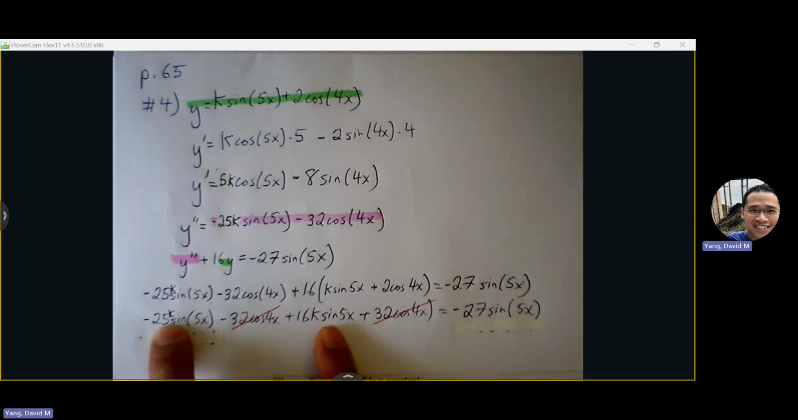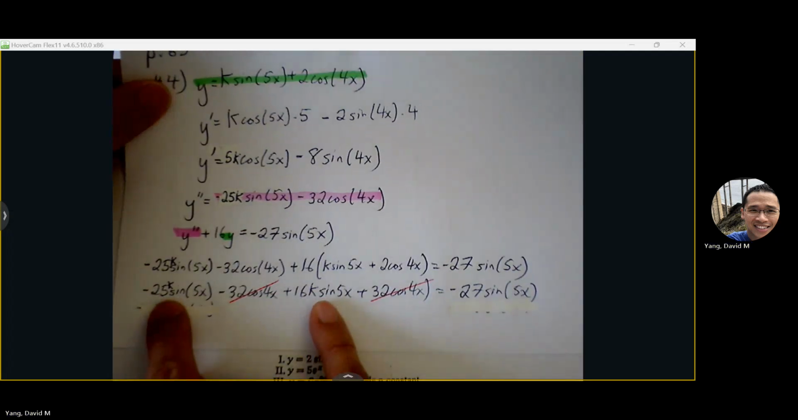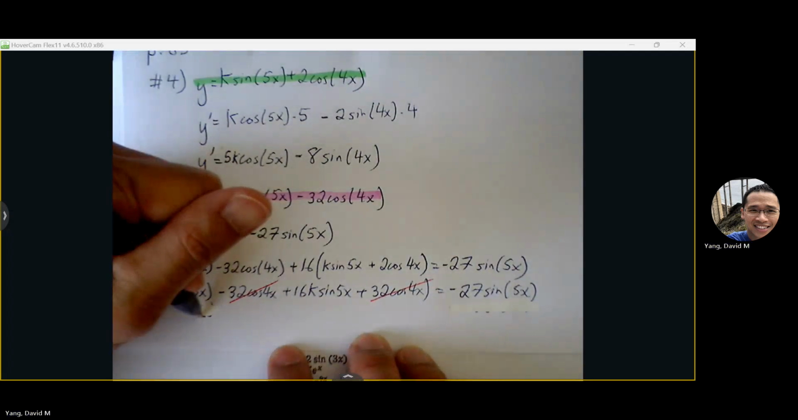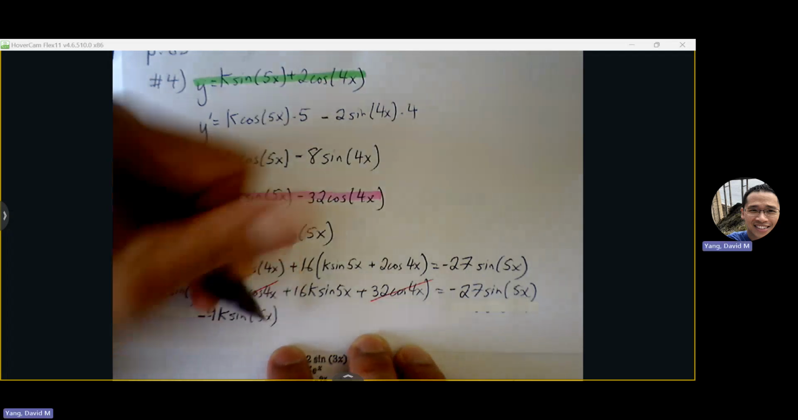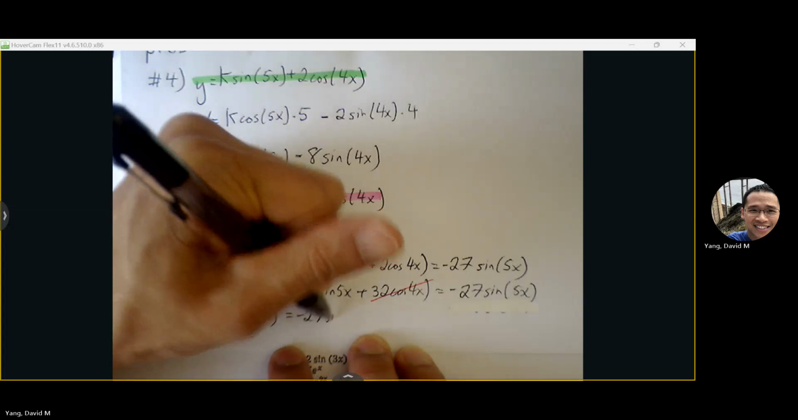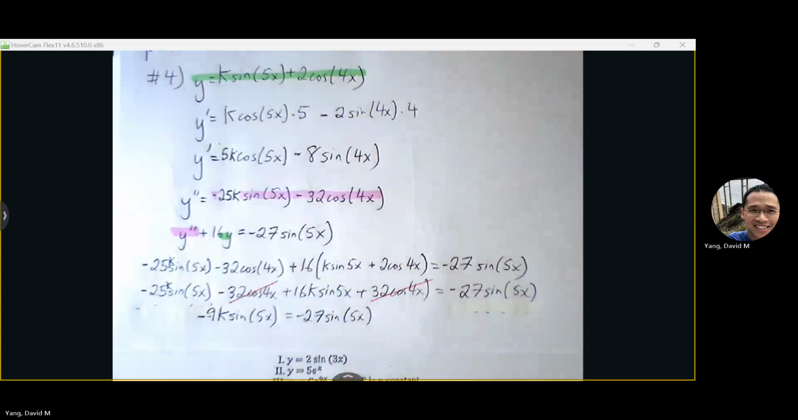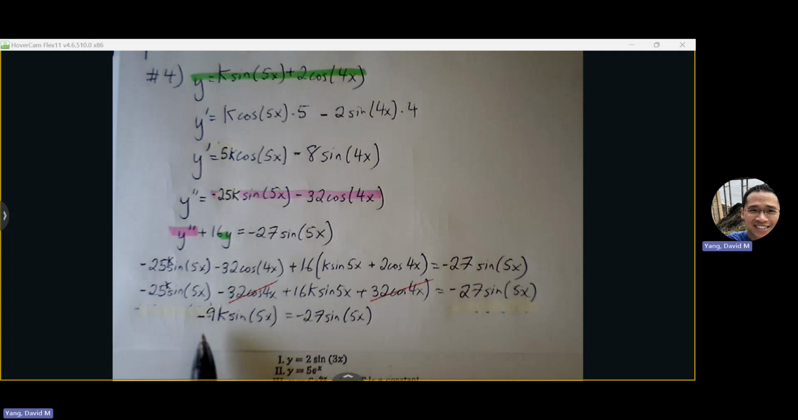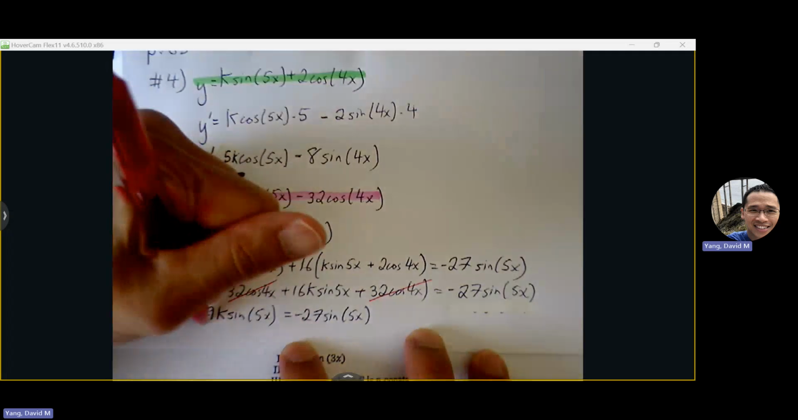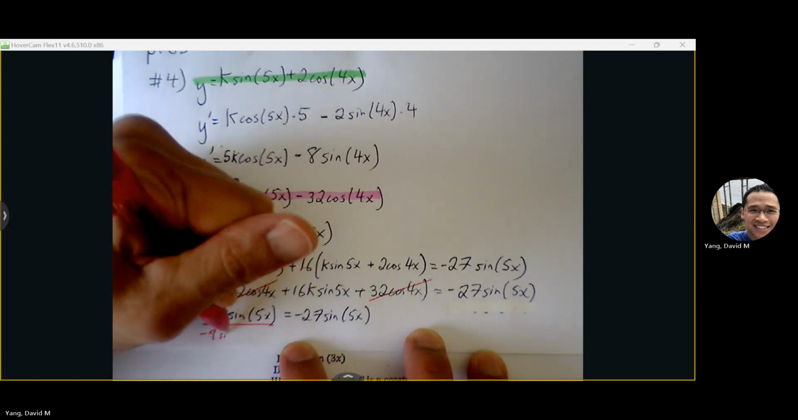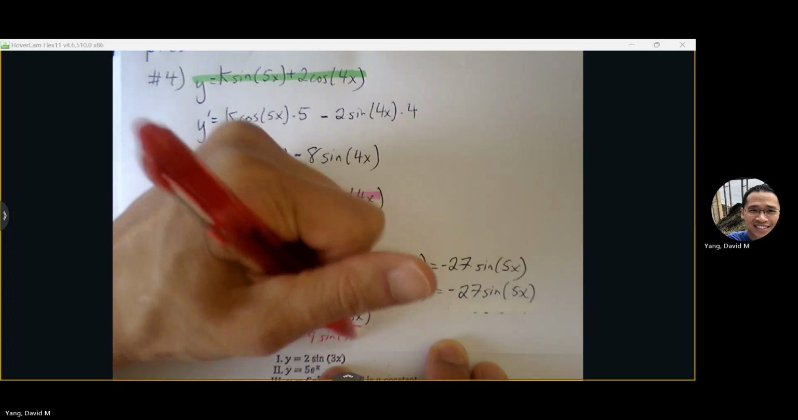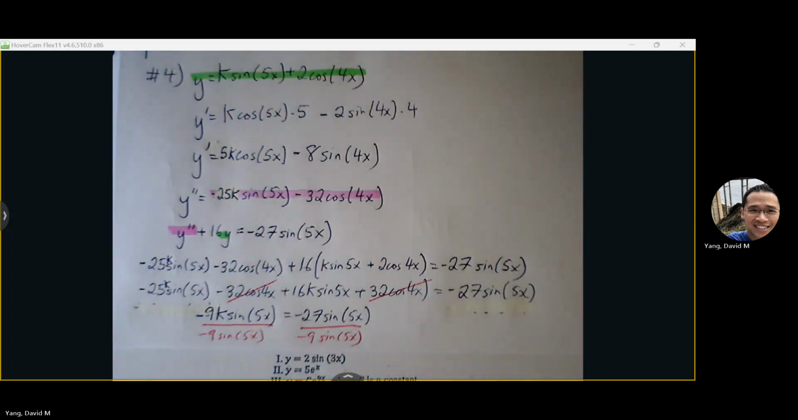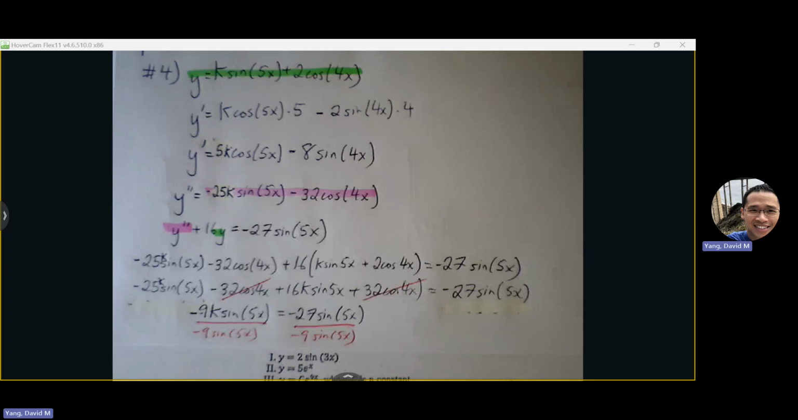So actually, these are like terms. So I get negative 9k. Divide both sides by negative 9 sine of 5x to get k by itself. And the only thing left is negative 27 over negative 9, which is a 3.